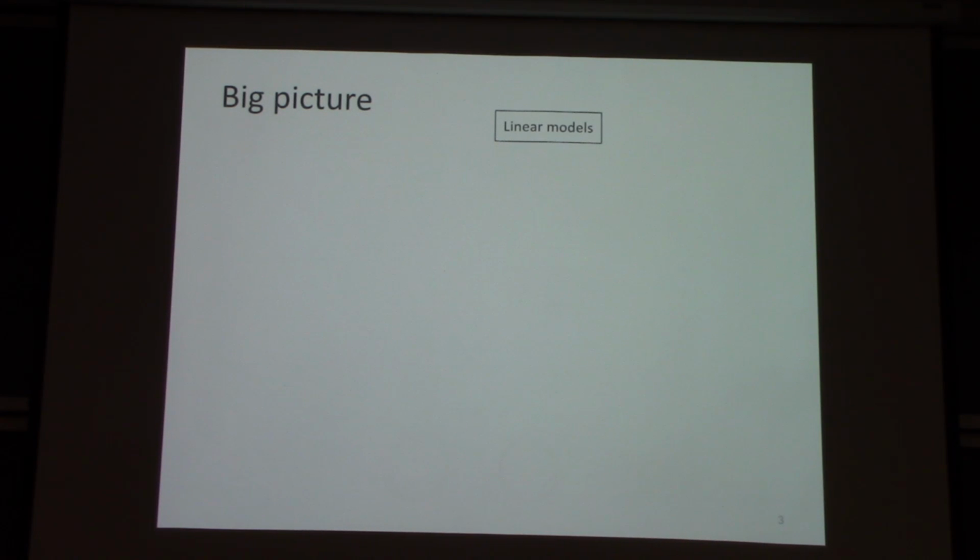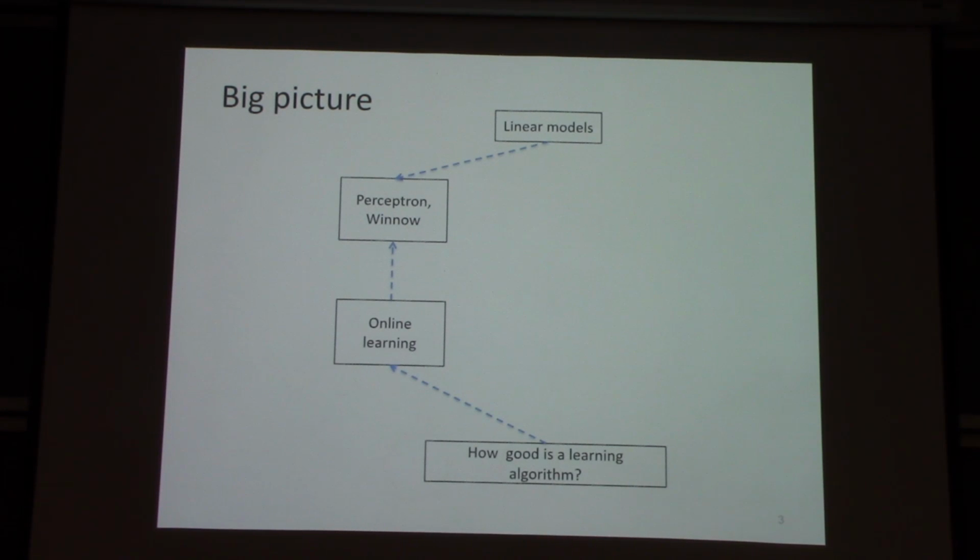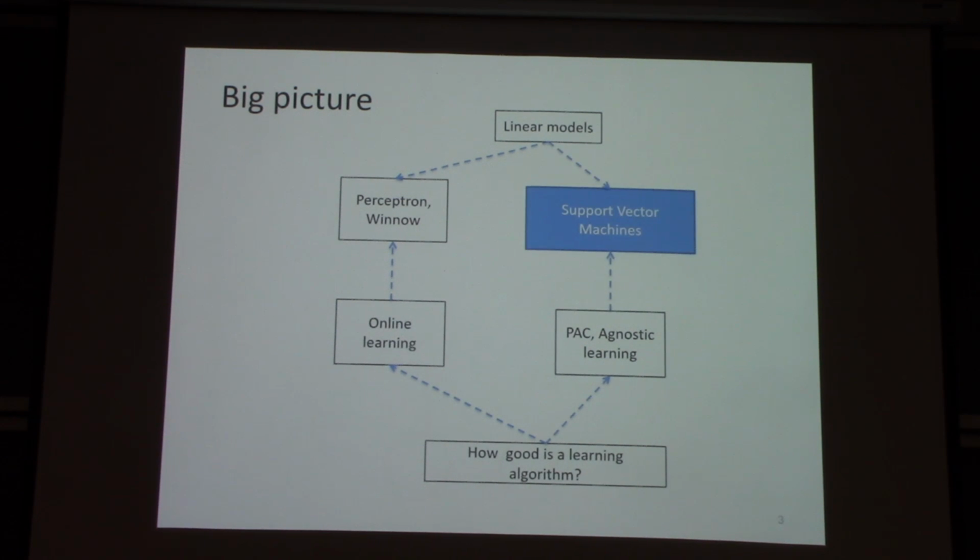Before, just to remind you of the big picture, we spoke about linear models, linear classifiers, and we simultaneously asked the question, what is a good learning algorithm, or how good can learning be? We spoke about online learning, and combining online learning with the idea of linear classifiers gave us perceptron and Winnow. We saw PAC learning and agnostic learning, and combining linear models with PAC learning is going to give us support vector machines. There are other ways of asking the question of what's a good learning algorithm. In particular, we'll see one more, the Bayesian approach, and that combined with linear classifiers will give us naive Bayes and logistic regression. But we'll see that maybe in a few weeks.